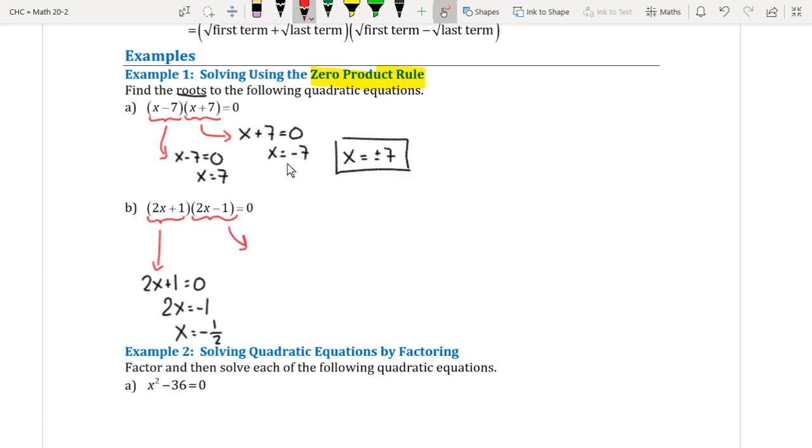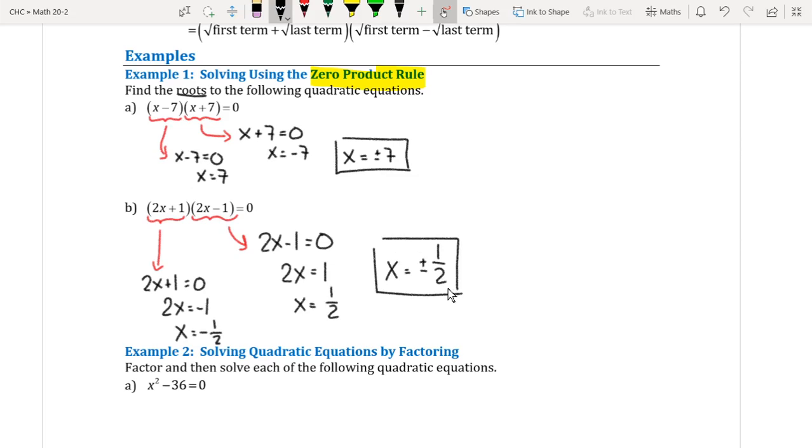For the second one, 2x minus 1 equals 0. We start by adding 1 to both sides. We're left with 2x on the left-hand side and 1 on the right-hand side. Divide both sides by 2, and we get x equals a half. So our roots here are going to be plus minus half. So that was example 1.